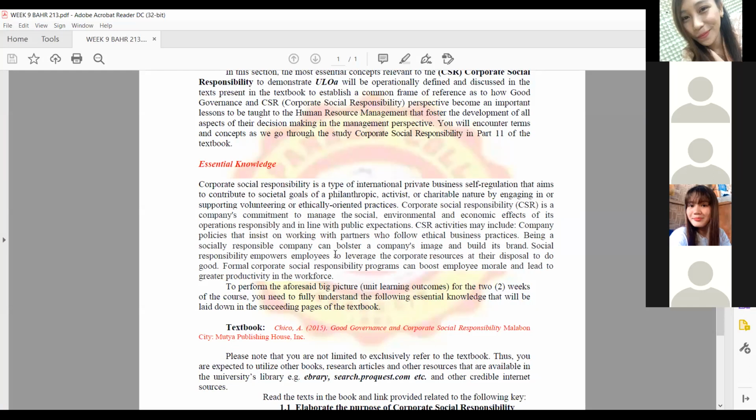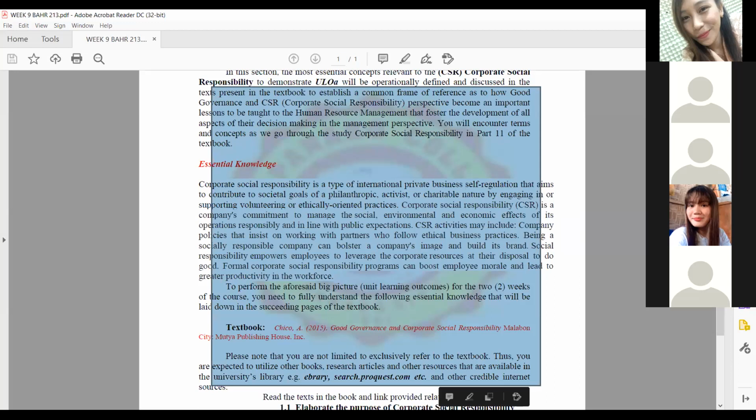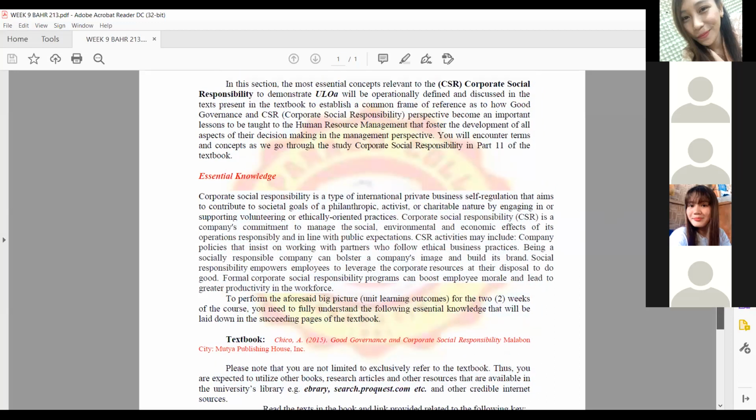So social responsibility empowers employees to leverage the corporate resources at their disposal to do good. Formal corporate social responsibility programs can boost employee morale and lead to greater productivity in the workforce. For the aforesaid big picture, you may read the following reference that I have highlighted.